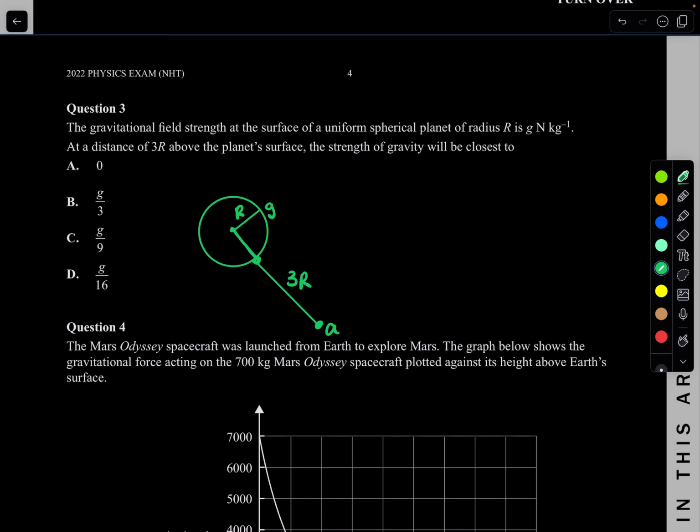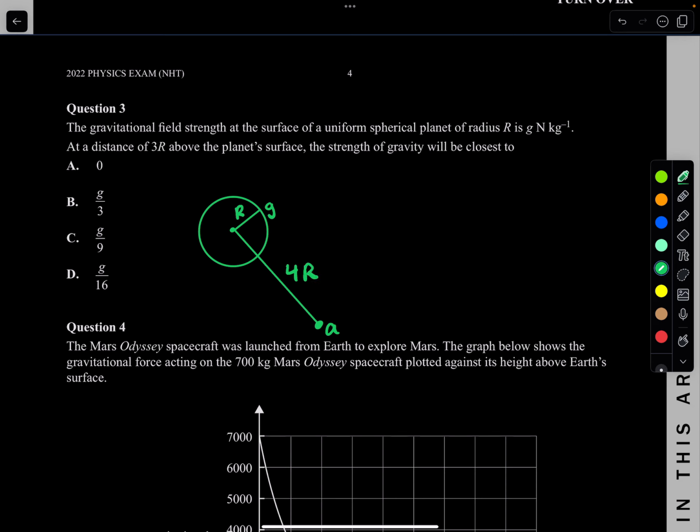Well, we know that the distance from the center of the planet is what? It's going to be 4r. So let me just draw it nicely. It's not the nicest, but this here will be 4r.